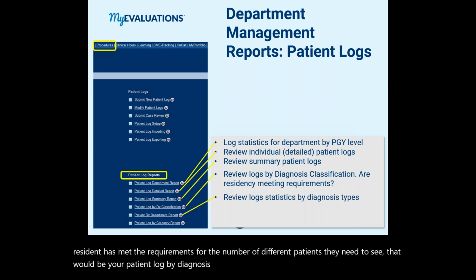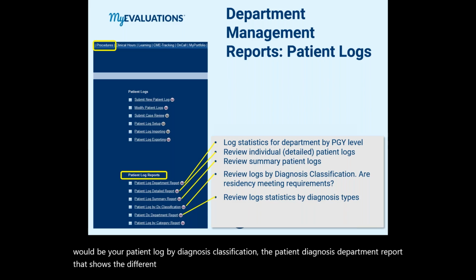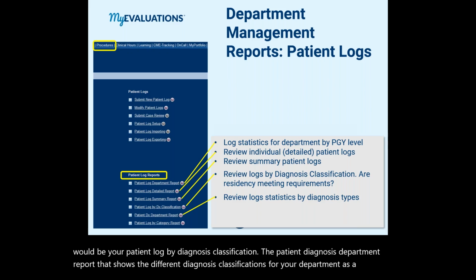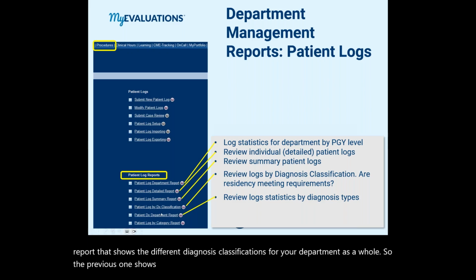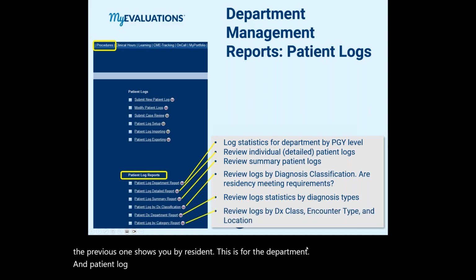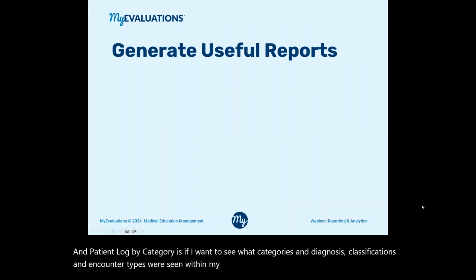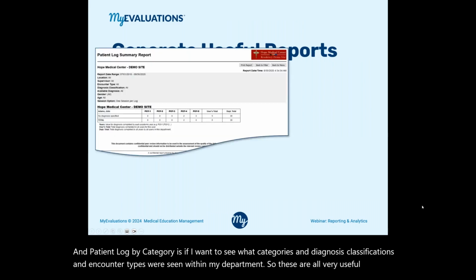The patient diagnosis department report shows the different diagnosis classifications for your department as a whole. So the previous one shows you by resident, this is for the department, and patient log by category is if I want to see what categories and diagnosis classifications and encounter types were seen within my department. So these are all very useful reports that you can generate.